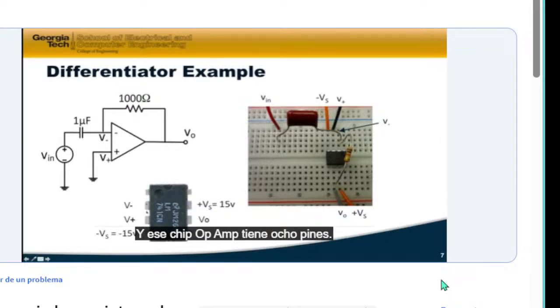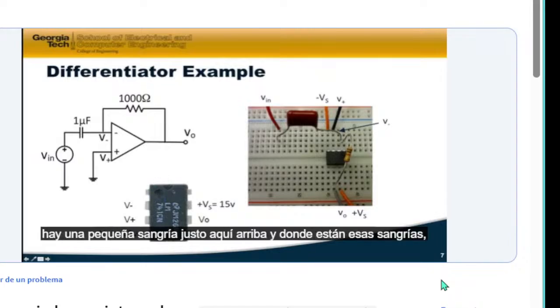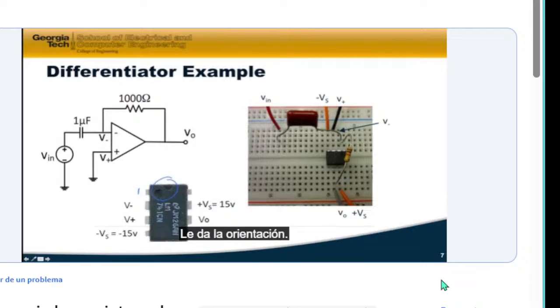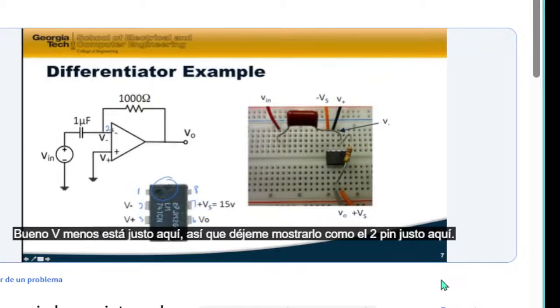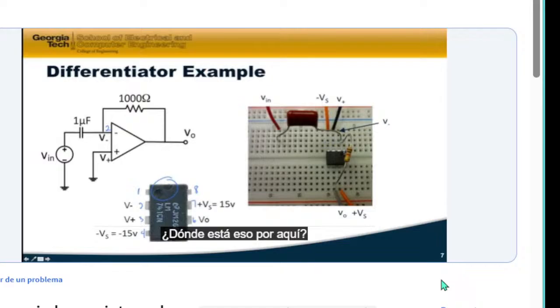And that op-amp chip has 8 pins to it. If you look carefully right here, there's a little indent right up here. Where those indents are shows you that the 1 pin is going to be just to the left of it. It gives you the orientation. There's a 1 pin, 2, 3, 4, 5, 6, 7, and 8. That's how I know how to hook things up. The 2 pin we're going to hook up to V minus. So the indent is right here, so the 2 pin is right there. We count 1, 2, and that's V minus.